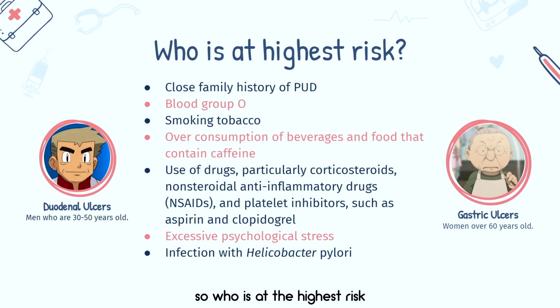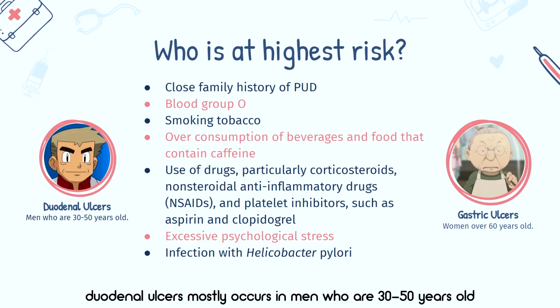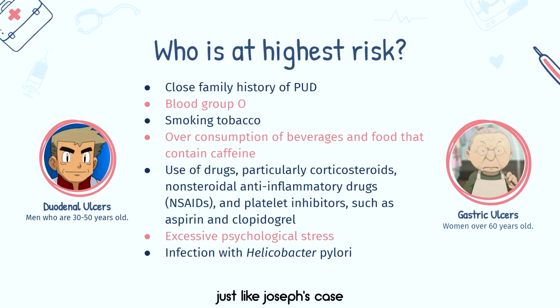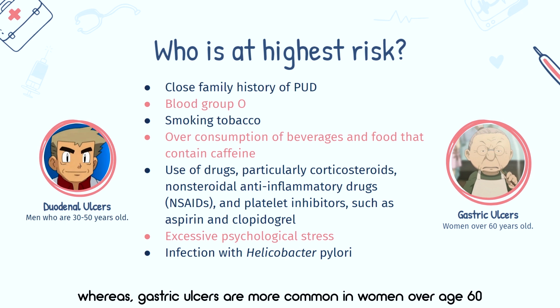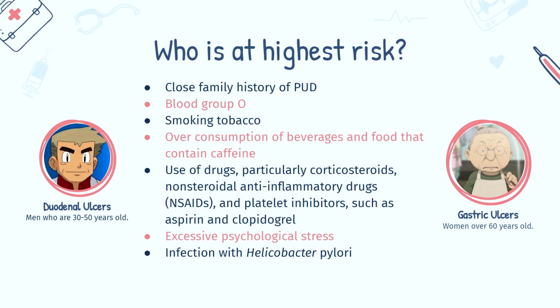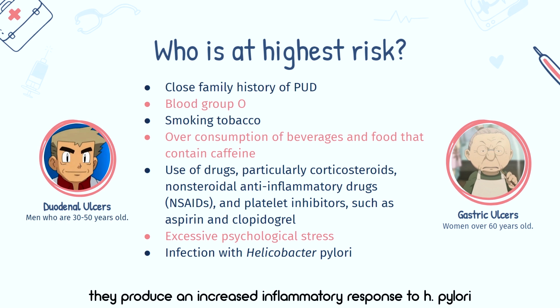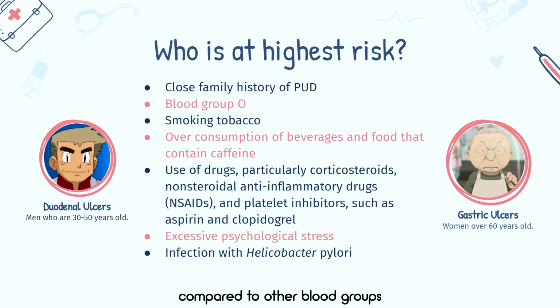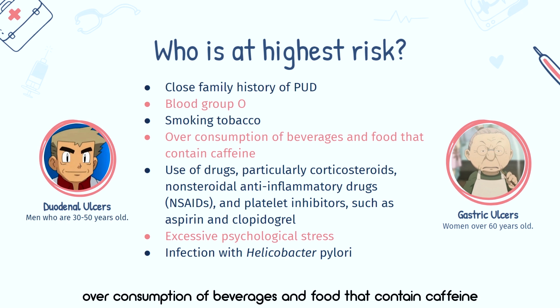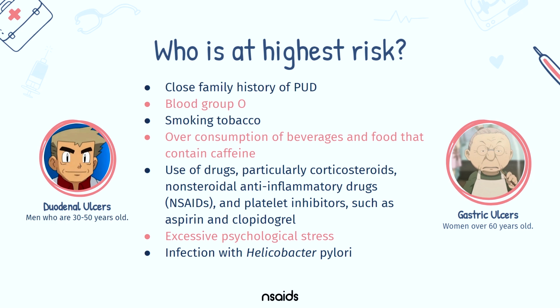So who is at the highest risk? Duodenal ulcers mostly occur in men who are 30 to 50 years old, just like Joseph's case, whereas gastric ulcers are more common in women over the age of 60. Other factors can include having a family history of PUD, being in blood group O because they produce an increased inflammatory response to H. pylori compared to other blood groups, smoking tobacco, which increases gastric acid secretion, overconsumption of beverages and food that contain caffeine, NSAIDs, excessive psychological stress, and people with H. pylori infection.